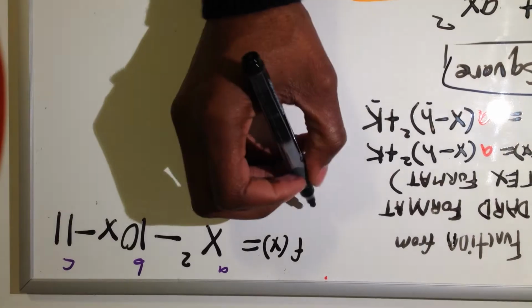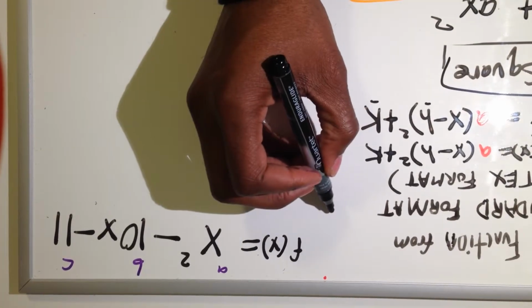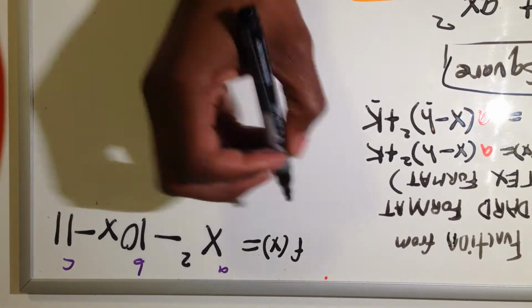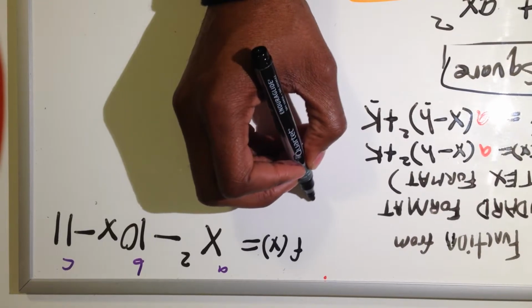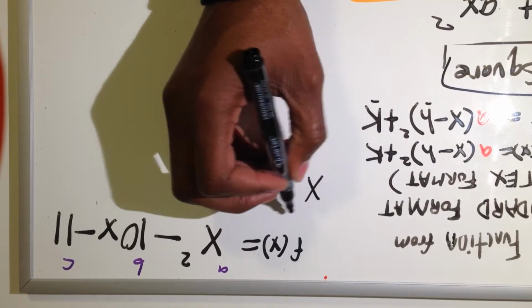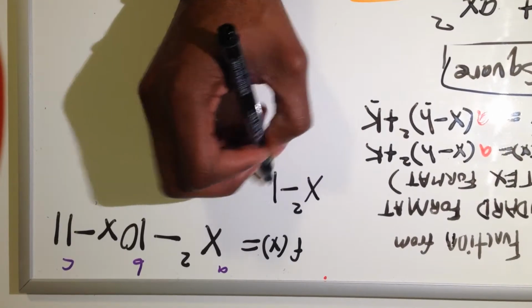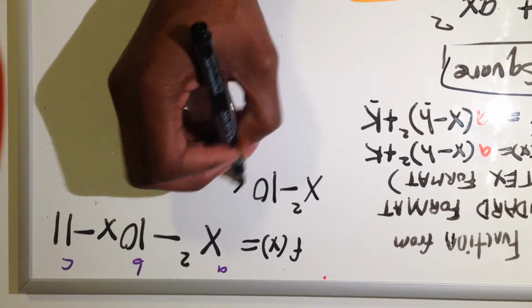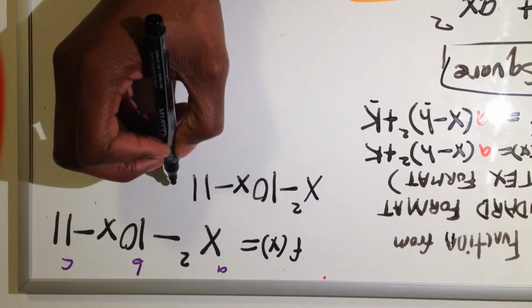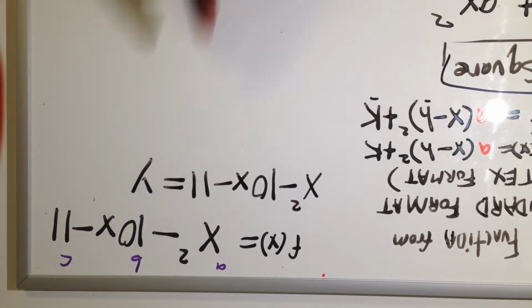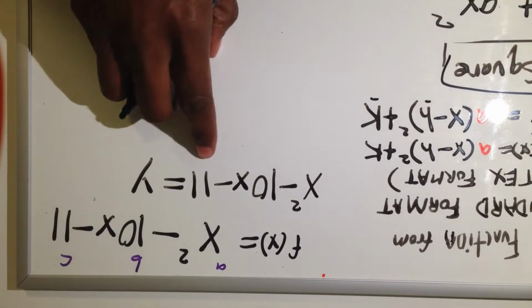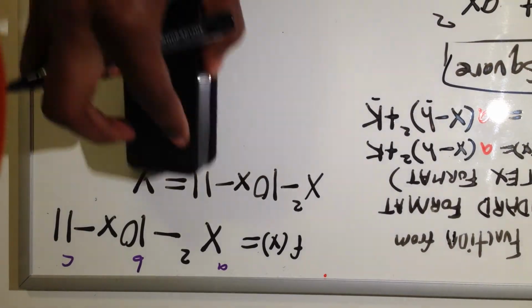Remember, the first thing we're going to do is change f of x to y and move it to the other side. So let's do it. So x squared minus 10x minus 11 equals y. Good. Now move c over to the other side. c becomes a traitor.